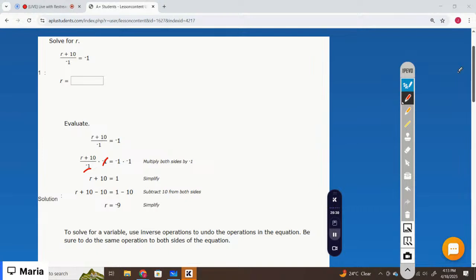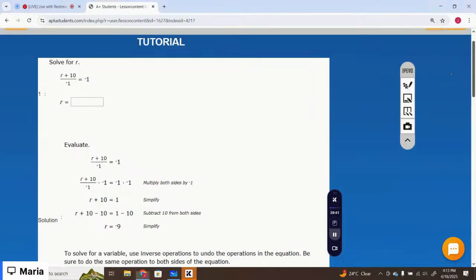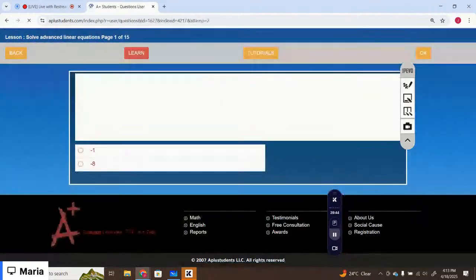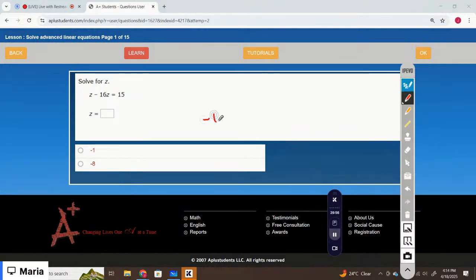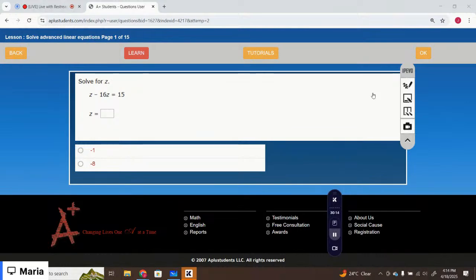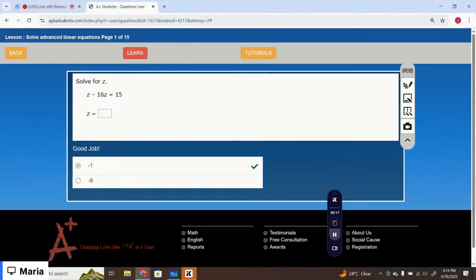Okay, let's just start with the test questions. Negative 16z equals 15. So negative 16z, z is negative 15z equals 15. Divide both sides by 15, so z equals negative 1. The correct option is negative 1. Option number 1 is the correct option.